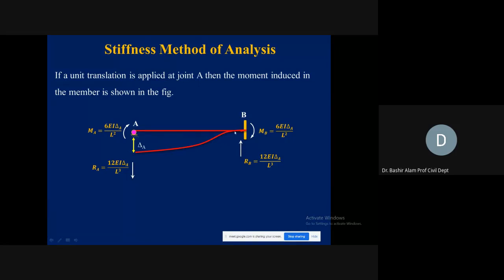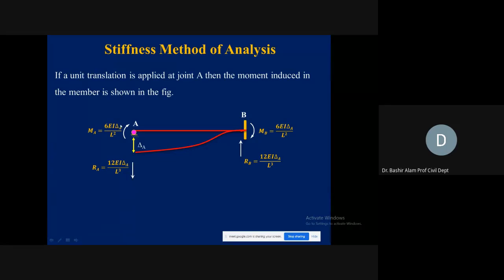Let's say here we don't have any settlement, but we have settlement here at B, and the settlement is in the downward direction. In the downward direction, it will try to come back to its position, so it will become counterclockwise. Again counterclockwise, it will be 6EI delta B divided by L square. At the far end, it will go in the same counterclockwise direction by the same amount.